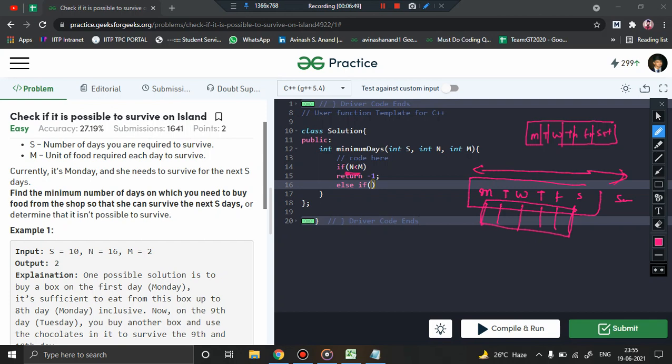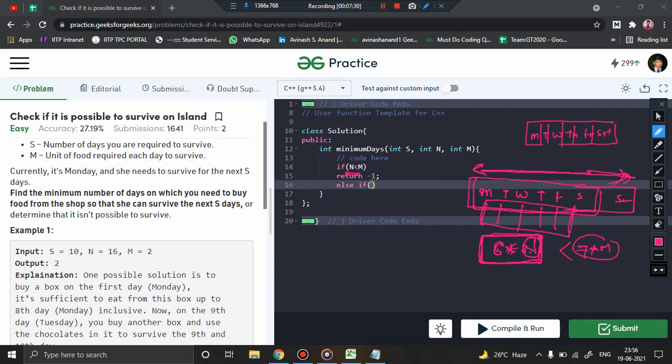Getting the point? So how much food can she purchase in 6 days? 6 into the maximum value of food that she can purchase each day, which is n, right? So this 6 into n should be compared with the amount of food she requires to survive the whole week, which is 7 into m, right? In one particular week, she can buy only in 6 days. So 6 into n, because n is the daily quota that she can purchase at maximum, should be sufficient to help her live the whole week, 7 into m, because the Sunday shop is closed.